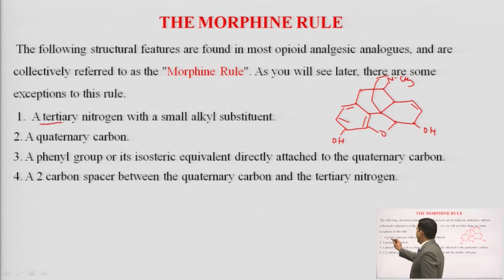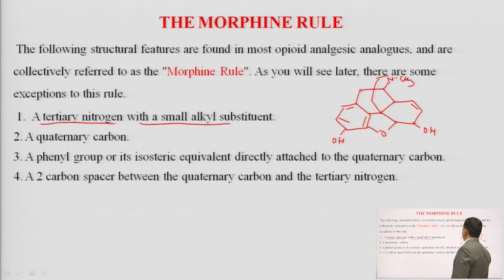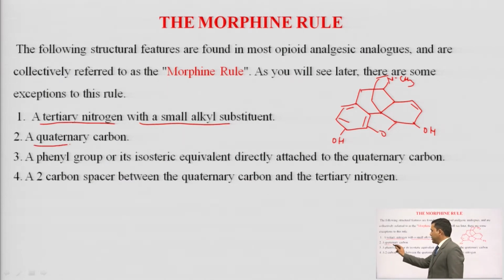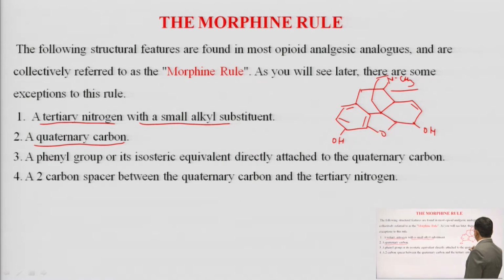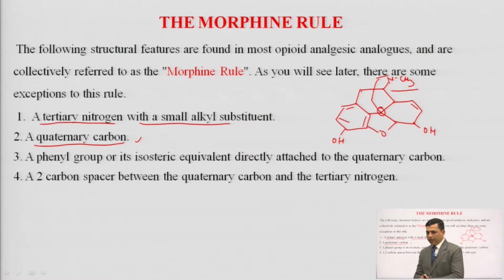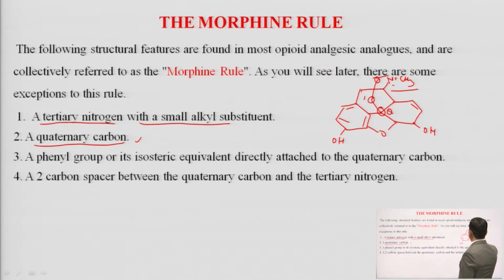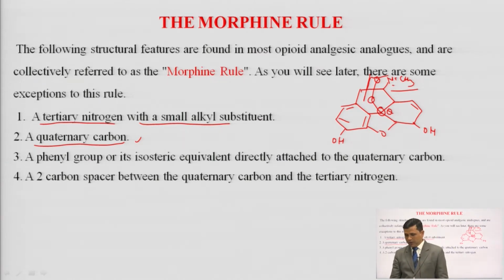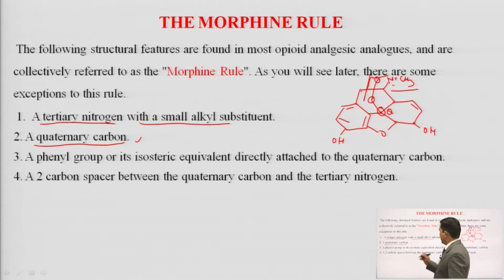First, there is a tertiary nitrogen with a small alkyl substituent, a quaternary carbon, and a phenyl group or its isosteric equivalent directly attached to the quaternary carbon, and a 2 carbon spacer, that is the first carbon and the second carbon, between the quaternary carbon and the tertiary nitrogen. So, these include the morphine rule.